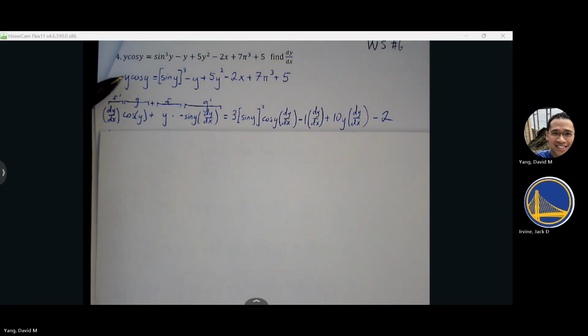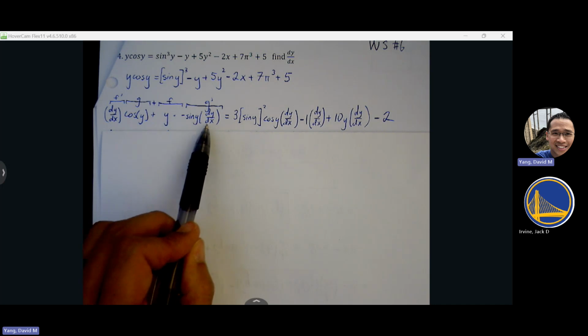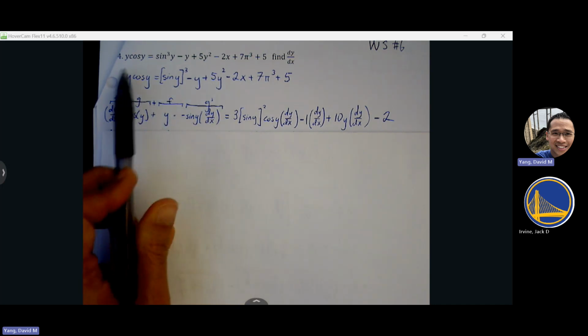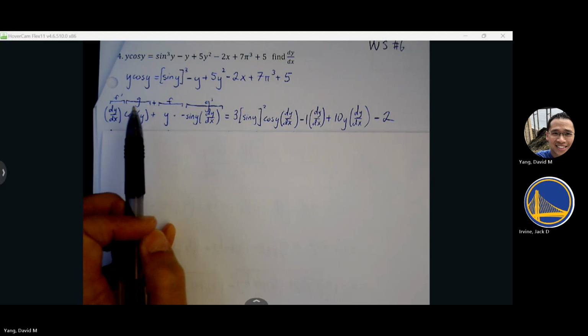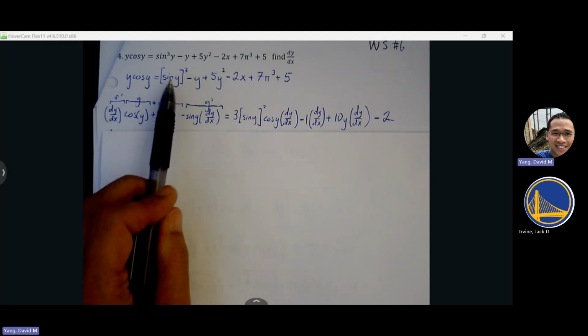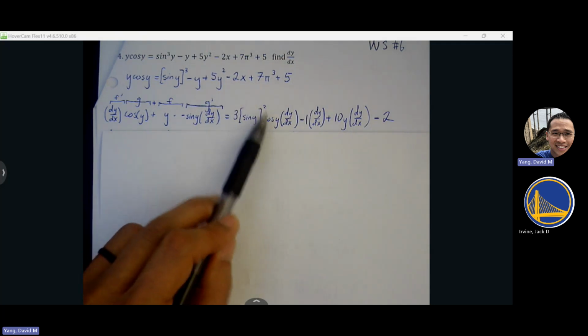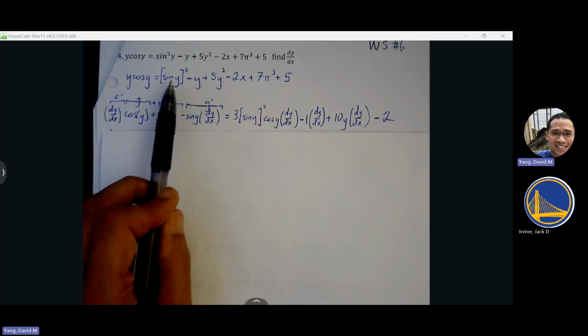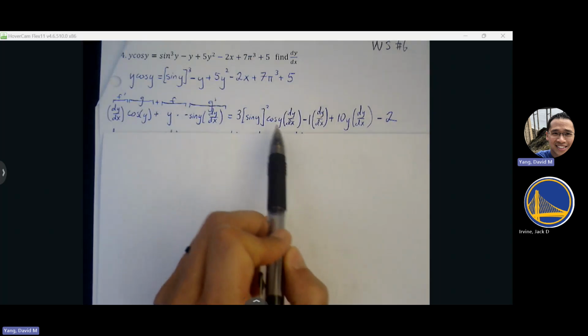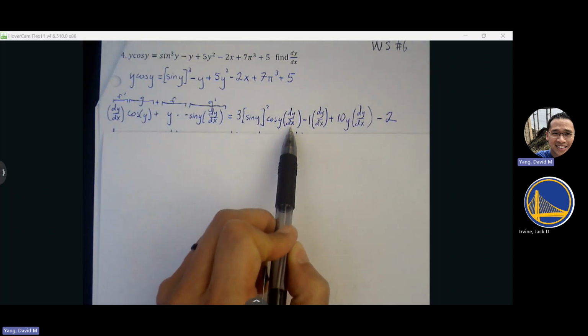Okay, so y cosine y requires product rule. Y is my f, cosine y is my g. So y's derivative is dy dx. We keep the g function, keep the f function, and cosine y's derivative becomes negative sine of y dy dx. Okay, so that completes product rule for that y cosine y. Sine y cubed requires chain rule. So bracket cubed, we take care of that derivative, which becomes 3 brackets squared. That takes care of the outside. Next up, sine of y is the inside. Sine of y becomes cosine of y dy dx because we're asking for y's derivative.